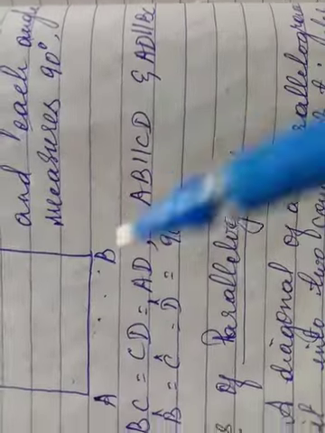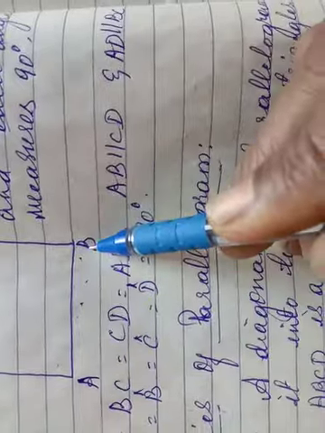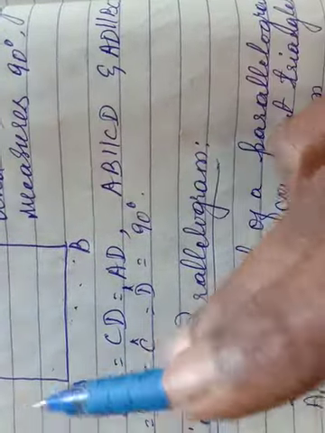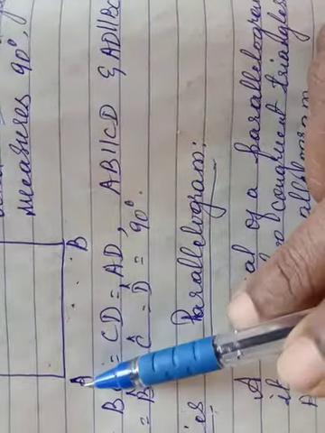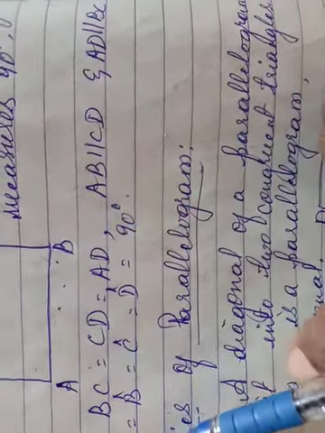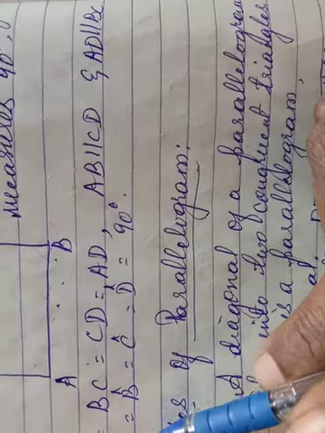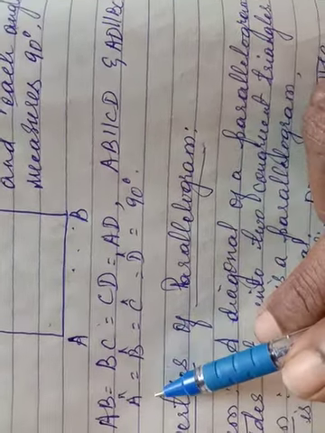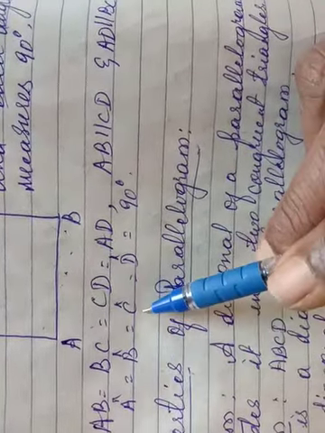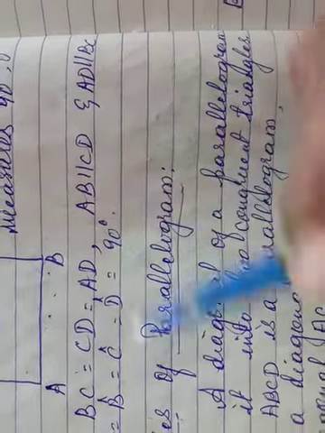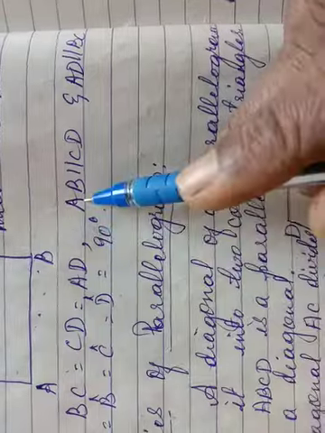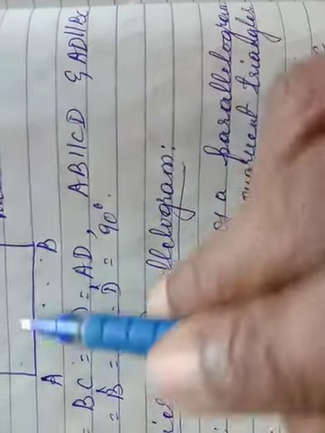Okay, now let us see. Now here AB is equal to BC is equal to CD is equal to DA. Square. Okay. AB parallel to CD and AD parallel to BC. Now all angles are equal to 90 degrees. Angle A is equal to angle B is equal to angle C is equal to angle D equal to 90 degrees. Okay. Hope you all understood types of quadrilaterals.